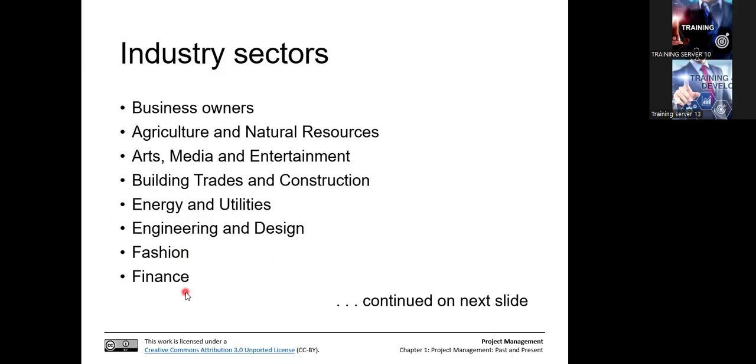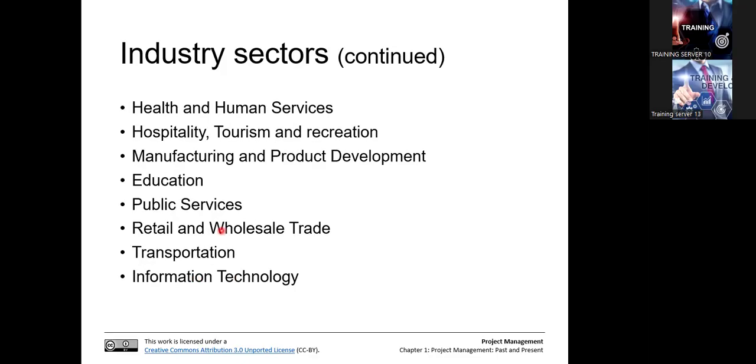And finally, we have finance. They are different. In finance, it has lots of fields also. In that, we have lots of fields and industry sectors like health and human services. We are supporting the health of the people. We are presenting to them higher quality health and safety programs to enhance their health and to support them.